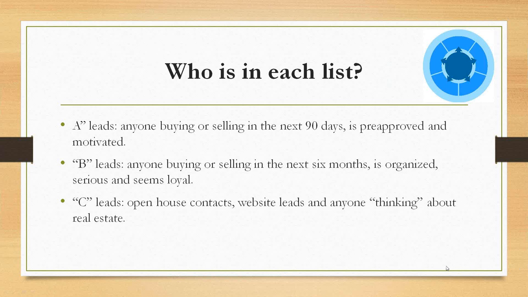Then come B leads: anyone buying or selling in the next six months who is organized, who is serious, and who seems loyal. Then the list is C leads. Suppose you have arranged an open house, those open house contacts come in. If you have a website and someone has inquired from your website, those website leads come into that. And anyone thinking about real estate goes into that C list.